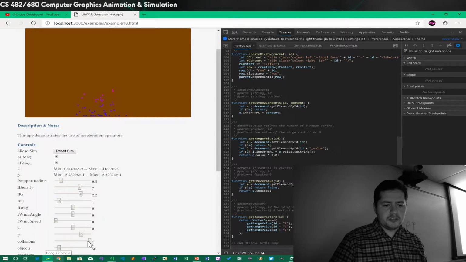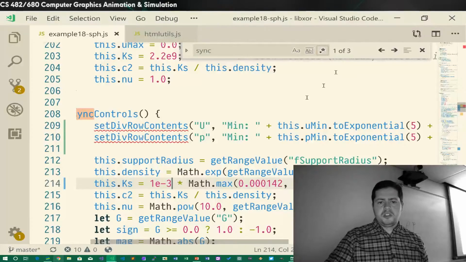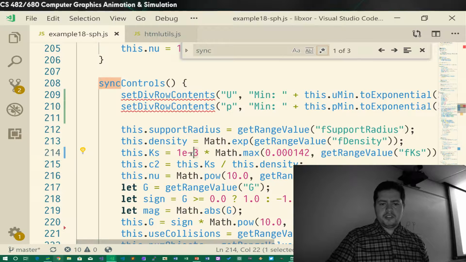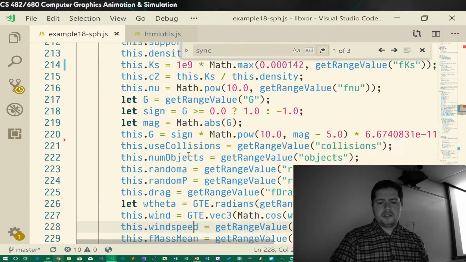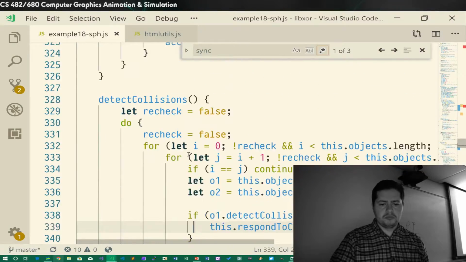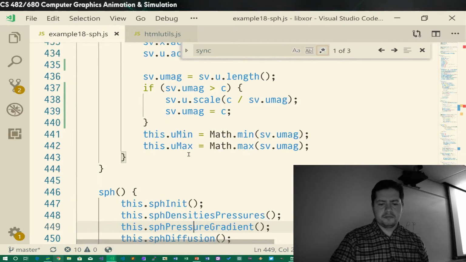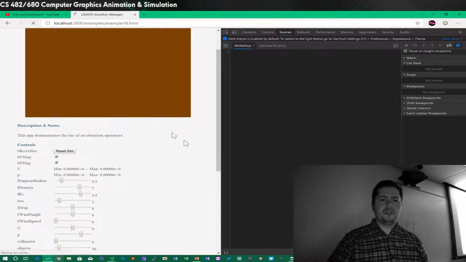If we turn the collisions on here. Okay. Okay, so let's continue doing this. The other element, let's see what happens if we disable one or the other. So the SPH. So if we turn off the pressure gradient, let's see what happens with diffusion.